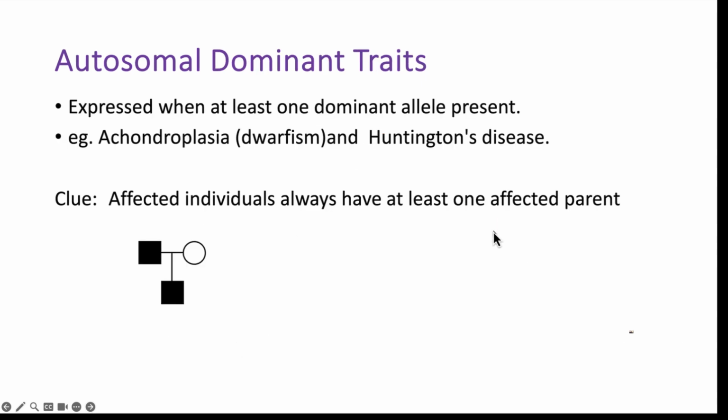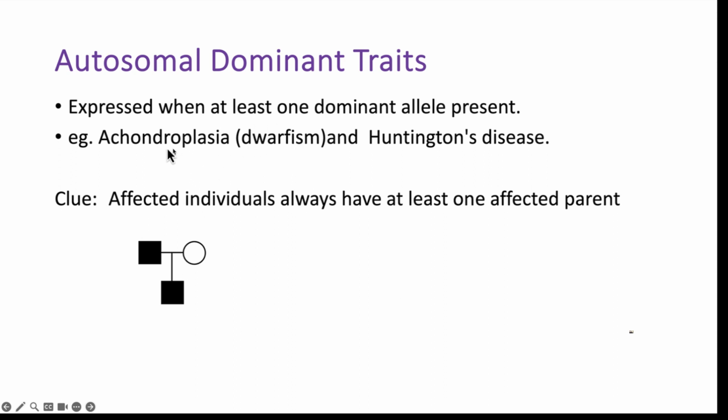Autosomal dominant. It's expressed when at least one of the dominant alleles is present, so it could be heterozygous or homozygous dominant. Here are two examples, Huntington's and also achondroplasia, sometimes called dwarfism.